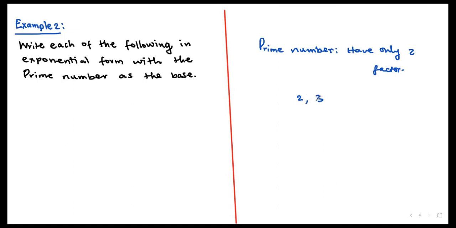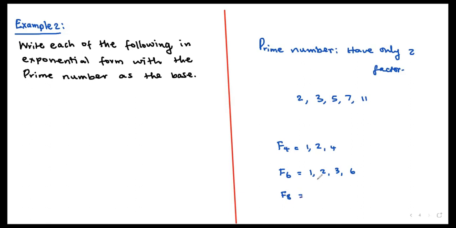Next is 3. The next prime number is 5. Then we have 7. Then we have 11. Do you understand these kinds of numbers? These numbers only have 2 factors. So we cannot include 4, because the factors of 4 are 1, 2, 4. Those are 3 factors. But prime numbers only have 2 factors. You understand? For example, factors of 6: we have 1, 2, 3, and 6. Those are 4 factors.